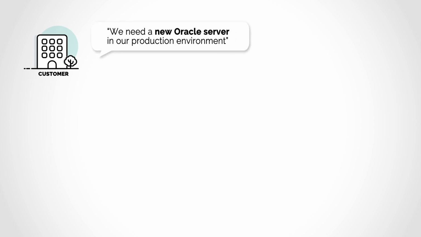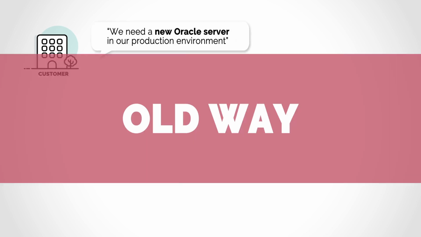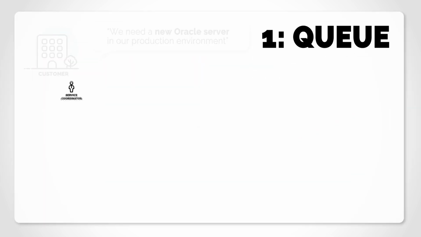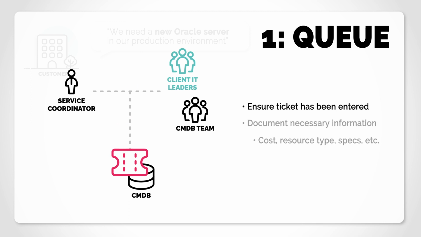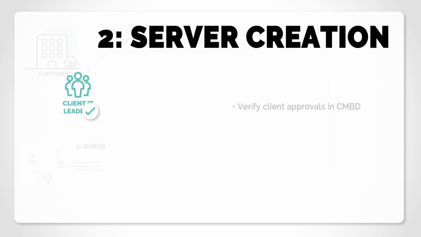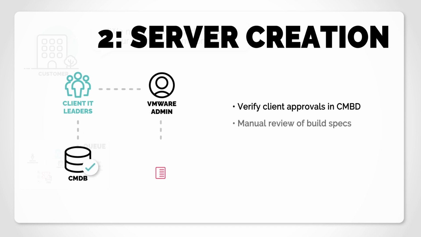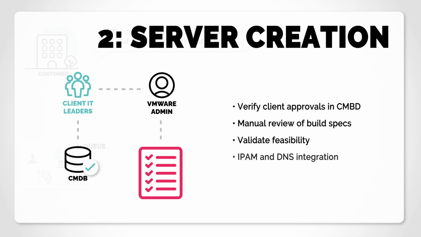In this example, a client has requested a new Oracle server in their production environment. A traditional workflow would look something like this. First, the service coordinator will work with the CMDB team and client IT leaders to ensure that a ticket has been entered and that proper steps have been taken to ensure all necessary information like cost, resource type, and other specifications have been documented. Once the client has approved via an external configurations management database, the VMware admin and the client would have to manually review the build requirements and specs, validating feasibility and any other organizational policies.